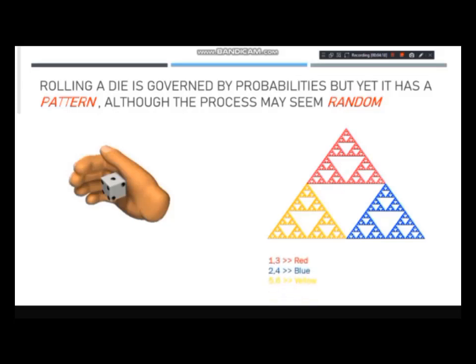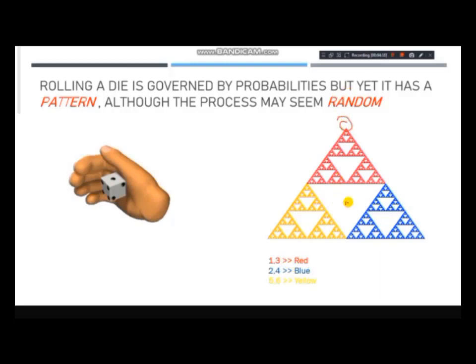Let's say this is my initial position. If I get 1 or 3 after I roll my die, I will start moving towards this point. This is my initial position, and I will start moving towards this point. If I get 1 or 3, I'll start moving to this point.